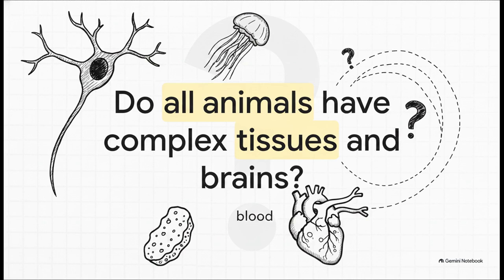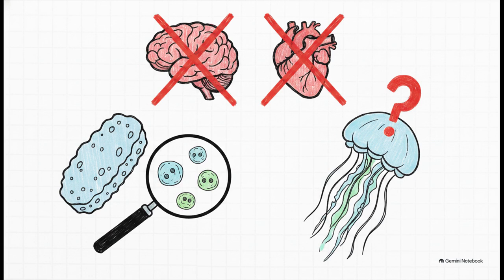Section 5. Stop and think. Let's hit pause on our architectural tour for a quick second to check our understanding. Here is a super common misconception, especially when you're first studying biology. Think back to what we've covered today. Do all animals have complex tissues, brains, and blood? The answer to that is a resounding no. It's so easy to assume all animals are built like us.